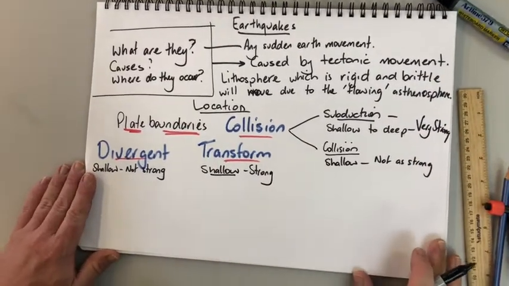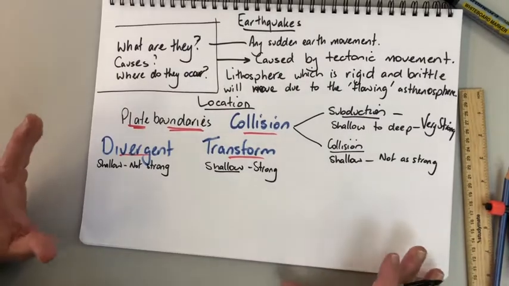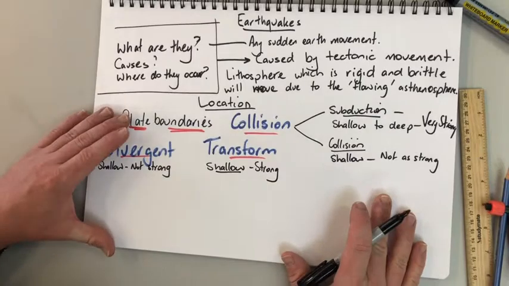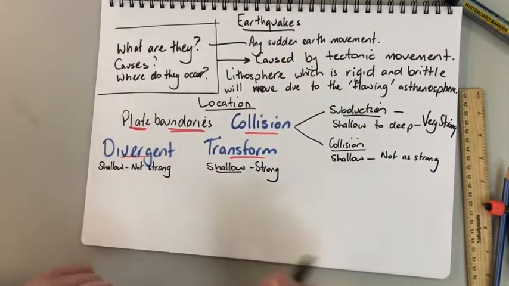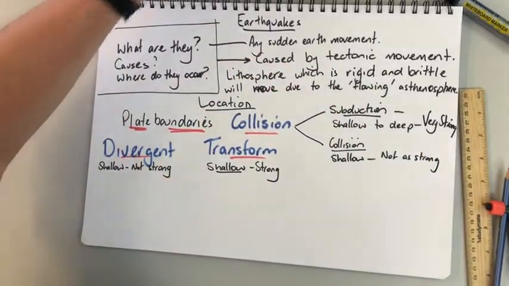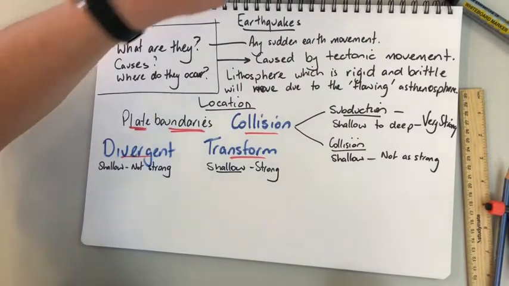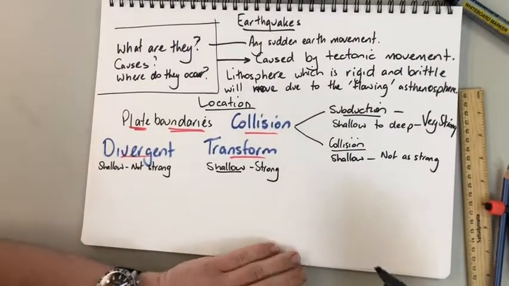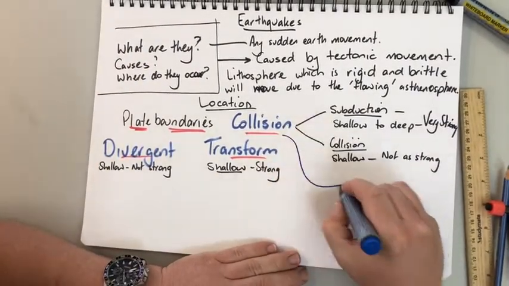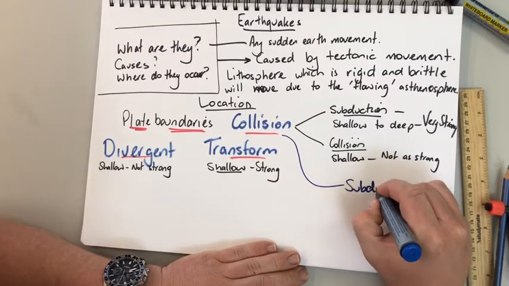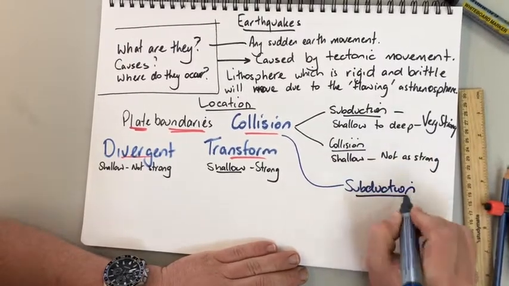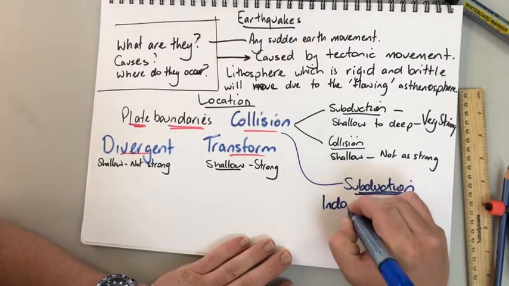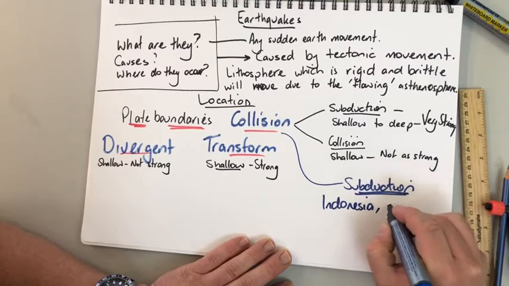All right. So what I would expect you to know for each of these locations is a place in the world where these earthquakes could be happening. Now let's do that in red. So let's think of a location, and let's go with our subduction boundaries. A location for our subduction would be Indonesia or Japan.